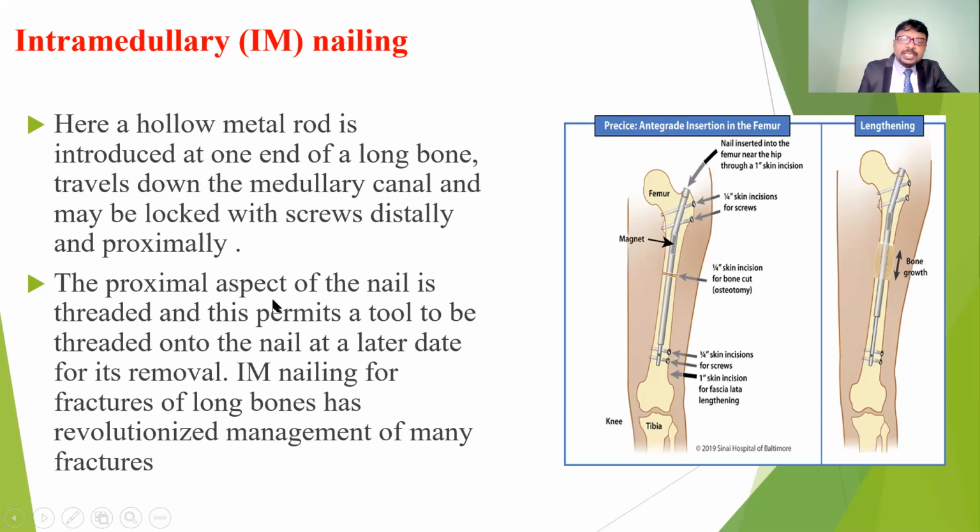So the proximal aspect of the nail is threaded. So here is going to be threaded, and this permits the tool to thread into the nail at later dates for its removal. So after 1 year to 1.5 years, they're going to take out the thread. After the healing process, they are going to take the nail out easily. So this is the intramedullary nailing.